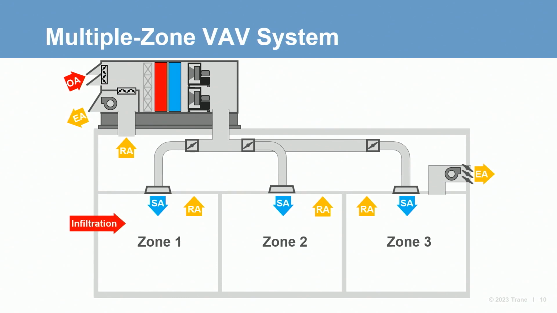Now let's look at the building side. There may be infiltration when the pressure outside of the building is higher than inside.